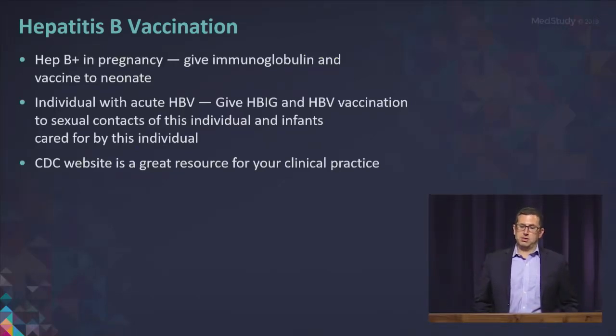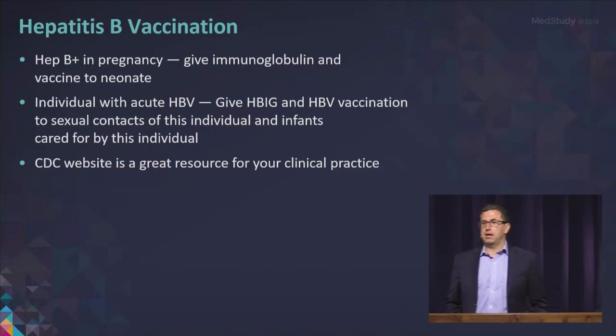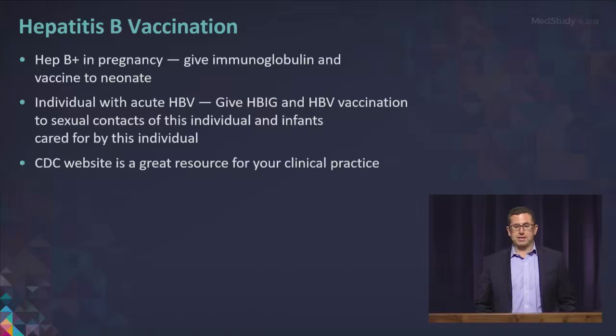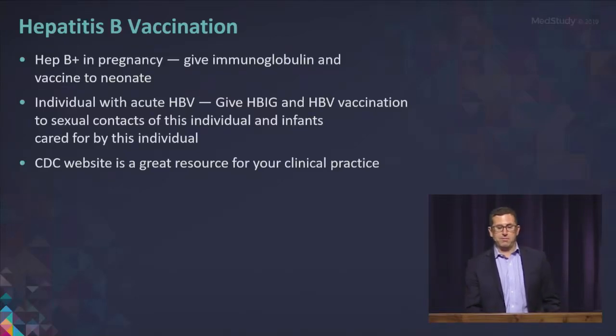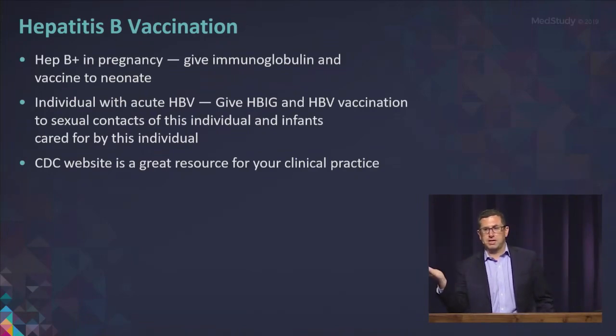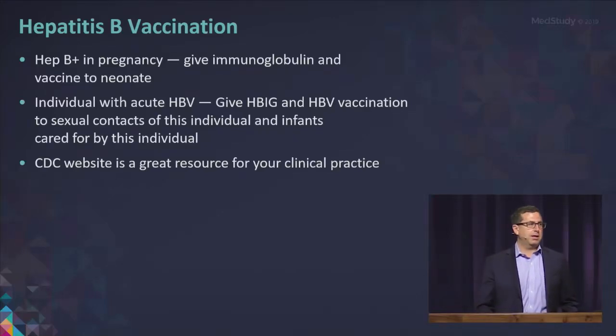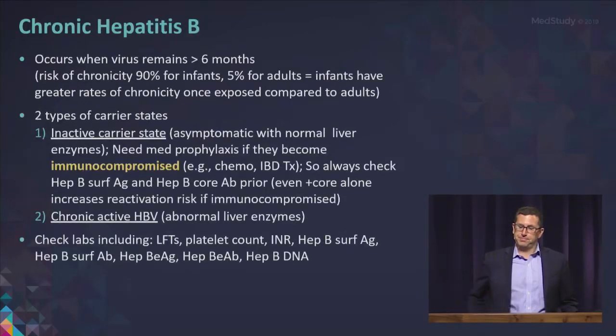Continuing on with the vaccinations, for Hep B in pregnancy, generally you're going to give Hep B immunoglobulin and vaccine to the neonate. I think that's a key testable point. For an individual with acute Hep B, you want to give the immunoglobulin and vaccine to sexual contacts of this individual and infants cared for by this individual. And again, the CDC, not really for the test, but just in general for taking care of your patients, has great summaries of vaccinations.